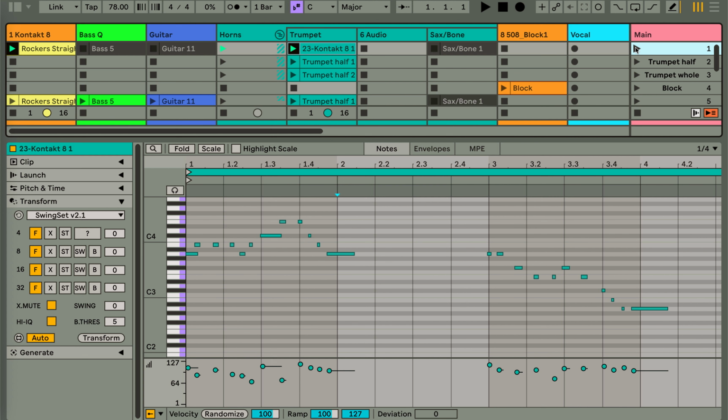I'm using SwingSet version 2.1 to work out the timing of this trumpet track. As you see, the track is composed of two phrases. We're going to break those into two videos.